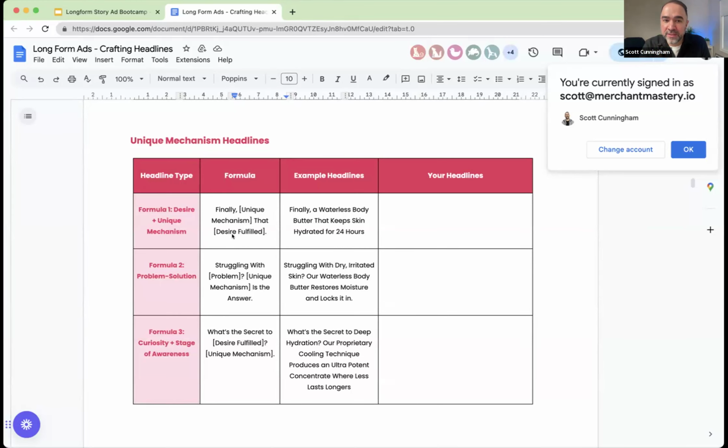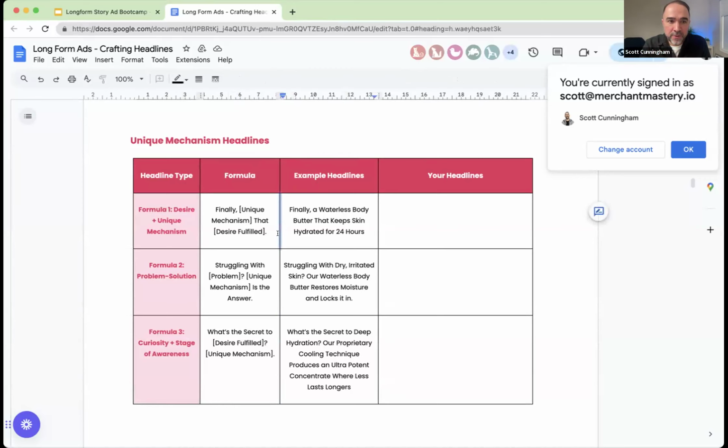Okay, and the problem, the desire, it's all desire, unique mechanism. So if there was no part of this homework that you did, but you had to do one thing, I'd say it's this table, because it's your unique mechanism that's really differentiating you from anything that has come before you.